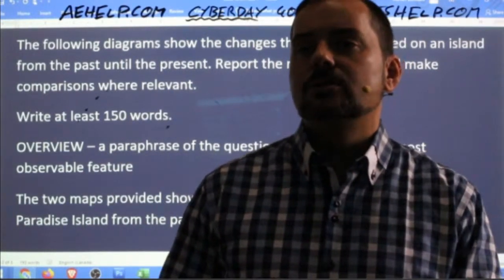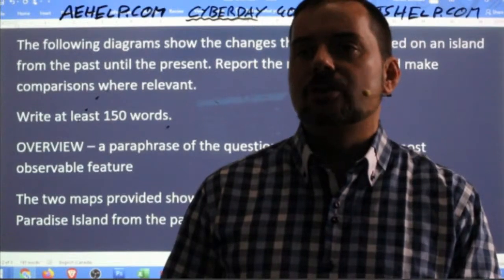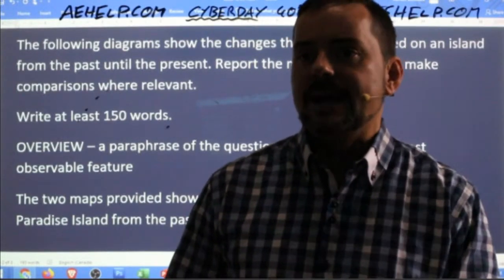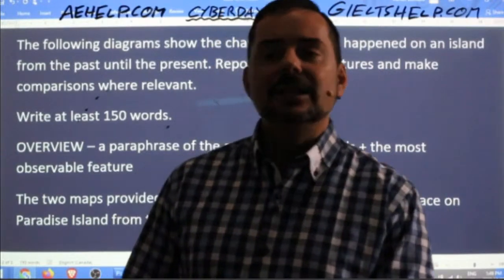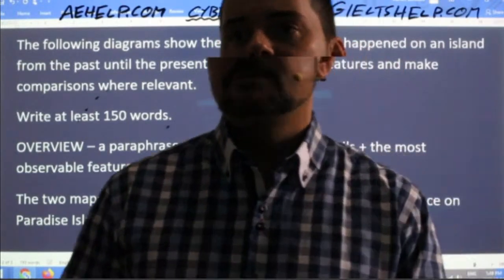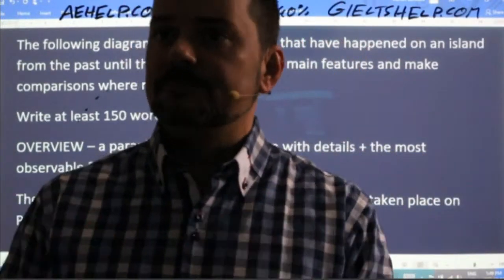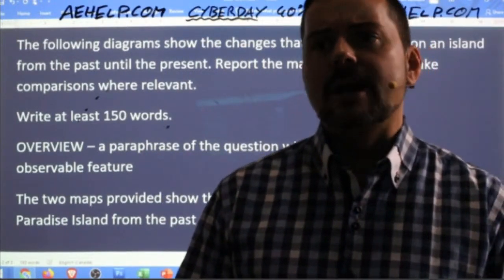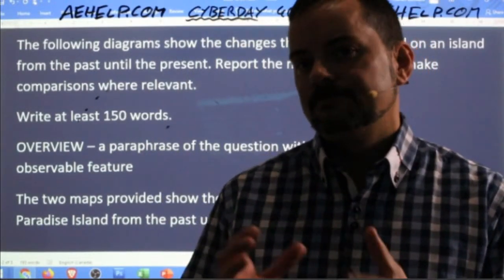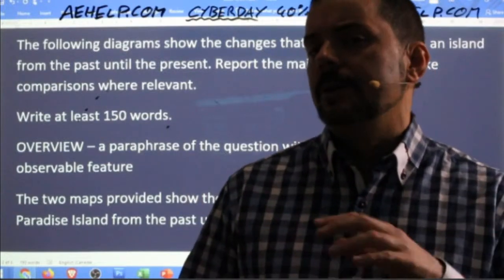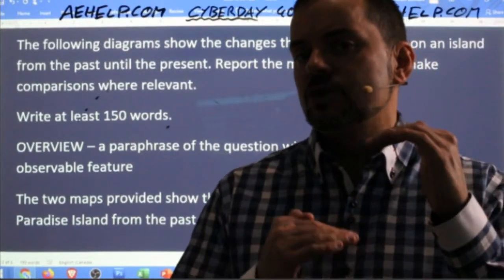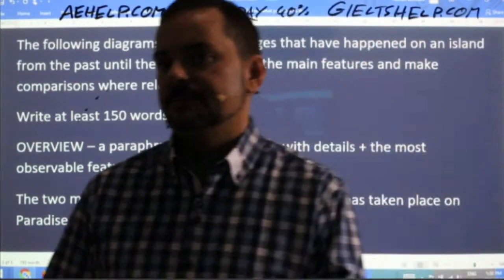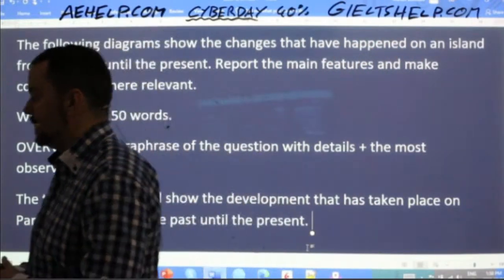Moni says the two diagrams outline the major alterations that have occurred on Paradise Island from past to present. Moni, island also needs a capital I. When it's part of the name, it becomes a big I. And it's just really one diagram with two maps. Okay, we could argue about that, but arguably this is one diagram showing two maps, one of the past, one of the present.